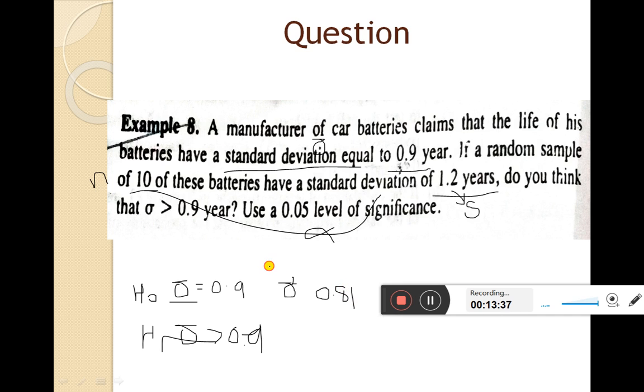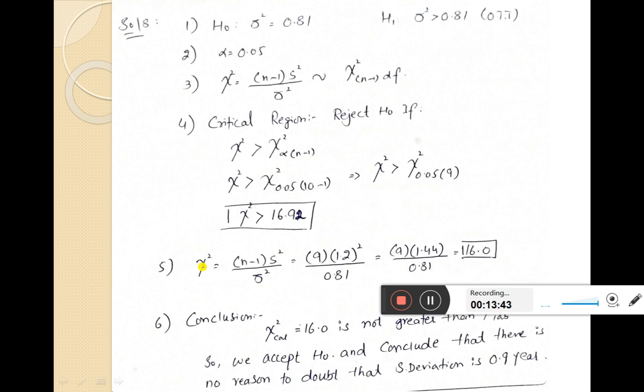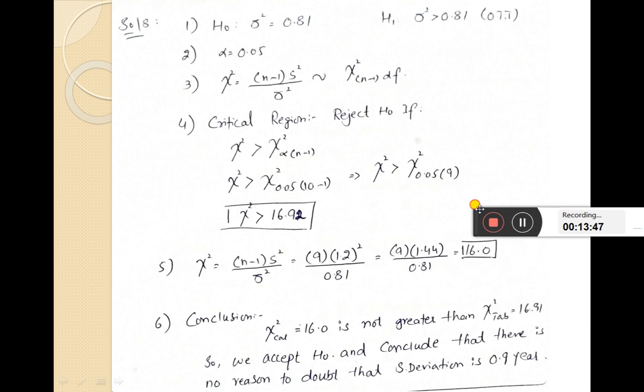You can use variance and you can also use standard deviation; both are perfectly fine. Now let's start the question. I have already solved it. Just look here. It is easy, God willing, not difficult.